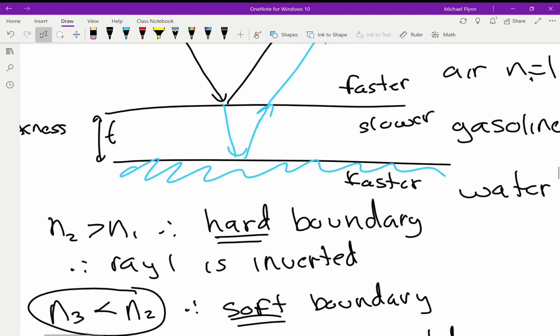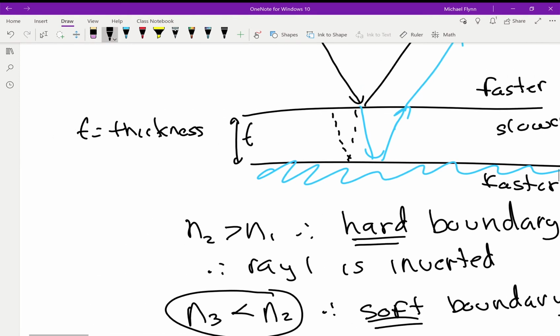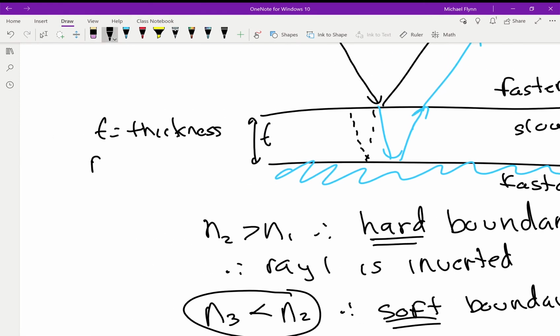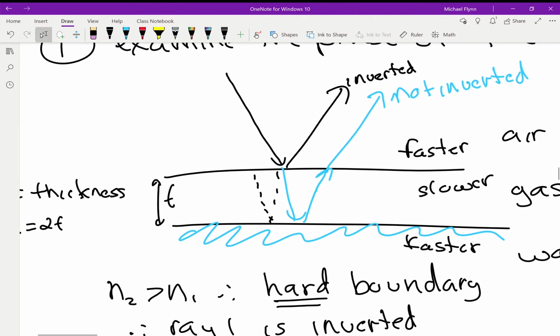Well, let's look at our little film here. This blue wave has to go down through the film like this and then back up like that. And we're going to pretend that the light is pretty much coming straight down. I know I've drawn it on an angle so you can see it. But the path difference here in this diagram for the blue wave compared to the black one equals 2t. It's twice the thickness, right?